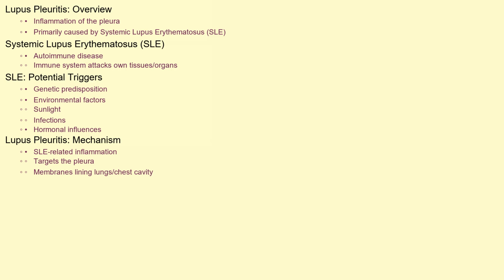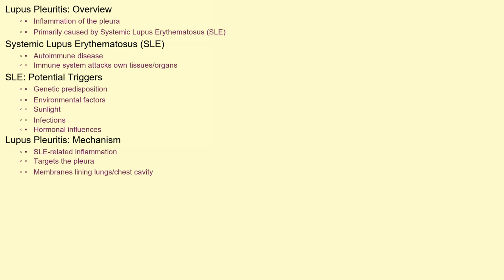Lupus pleuritis, as the name suggests, is primarily caused by systemic lupus erythematosus. SLE is an autoimmune disease, meaning the body's immune system mistakenly attacks its own tissues and organs. While the exact triggers for SLE are still under investigation, genetic predisposition, environmental factors like sunlight and certain infections, and even hormonal influences are thought to play a role.